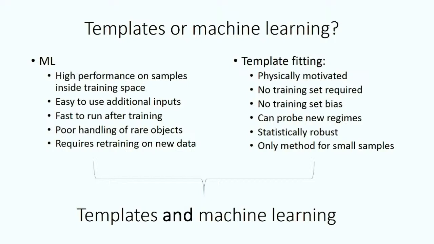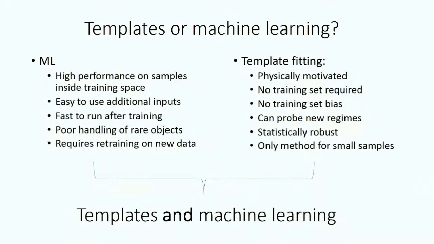So to go over the differences, machine learning, one of the real pluses of it, we see very high performance on samples inside the training space. So I think it can really outperform template fitting on a given sample. It's easy to use additional input, by which I mean template fitting is essentially we have a measurement of flux in every band. But the real advantage of machine learning is we can start to look at pixels, we can start to look at morphology, conceivably variability. We can essentially throw every informative piece of data we have at it. We can use all that information, which is the real advantage.